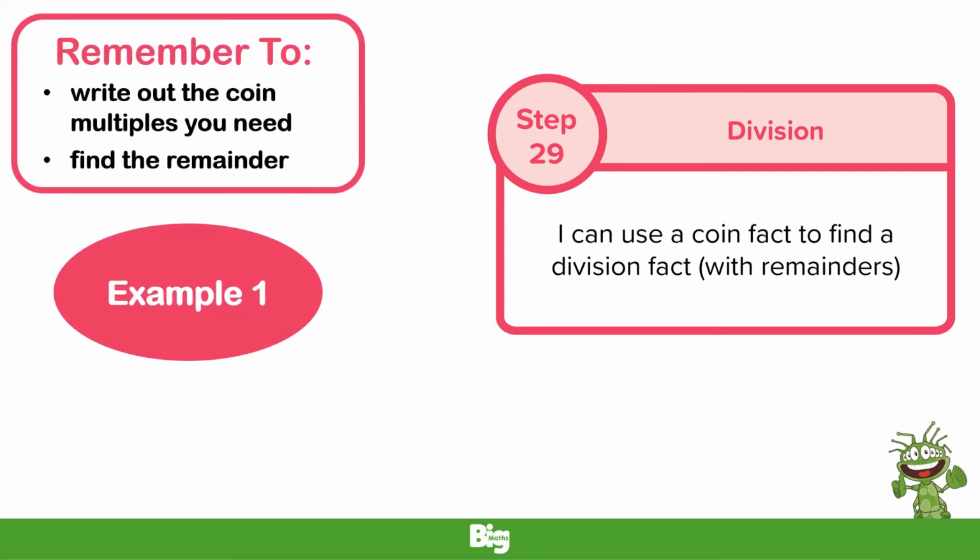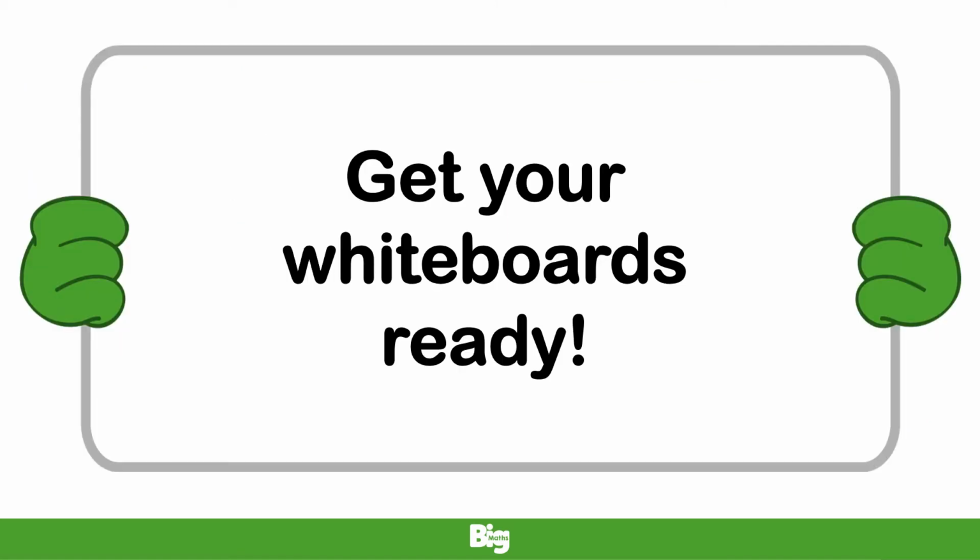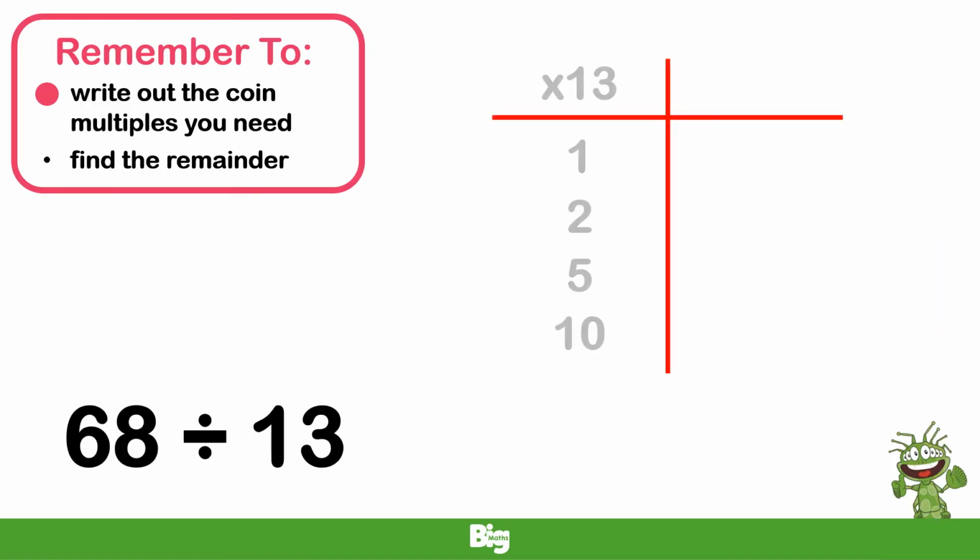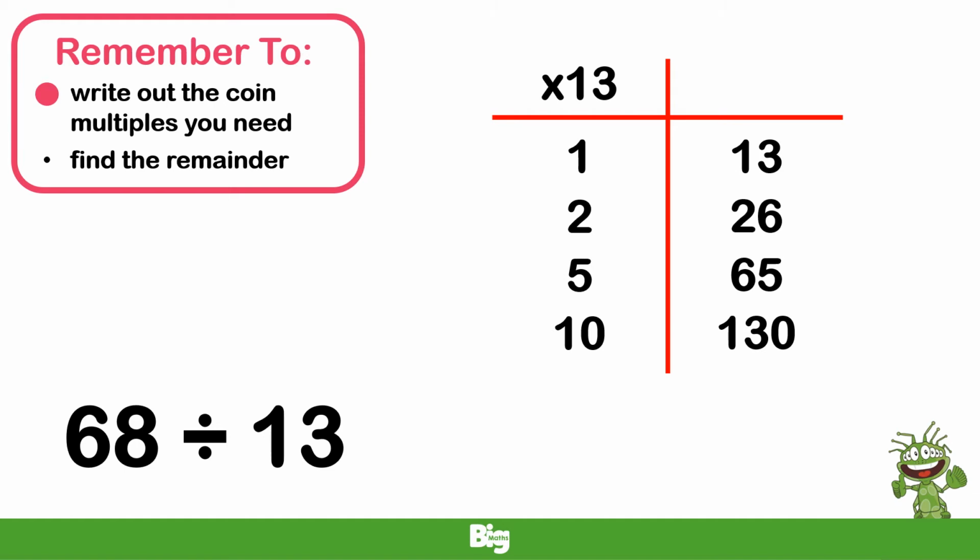Okay, another example. This one in fact has a remainder, so this would be your sort of trickier examples. And this one is 68 divided by 13. So again, you still need to draw out your coin card. So it's timesing by 13 because we're dividing by 13. If you go ahead and fill that in, we've got 1 times 13 is 13, 2 13s are 26, 5 13s are 65, and 10 13s are 130.